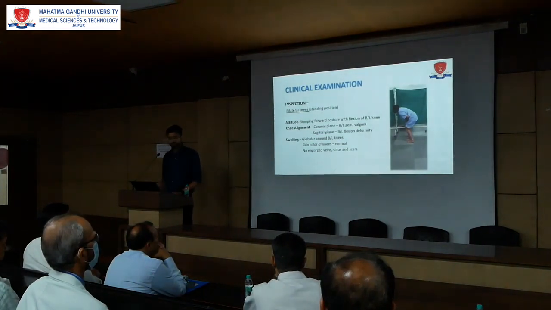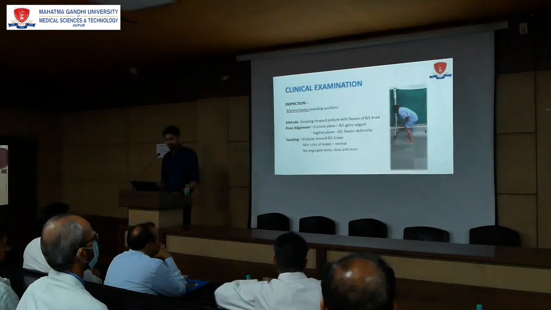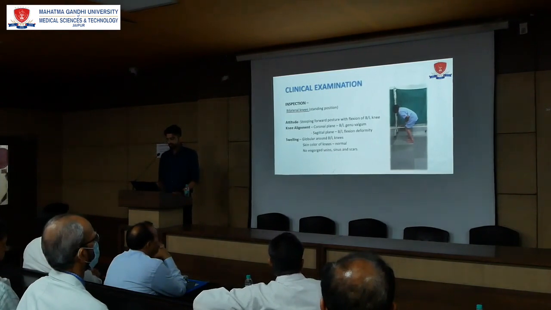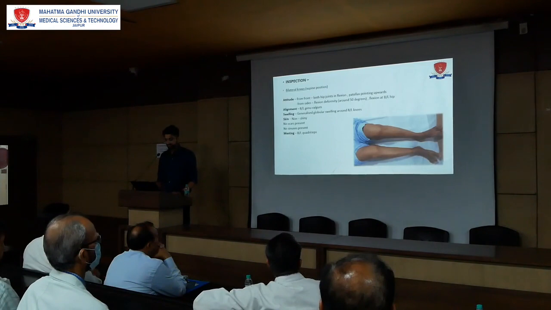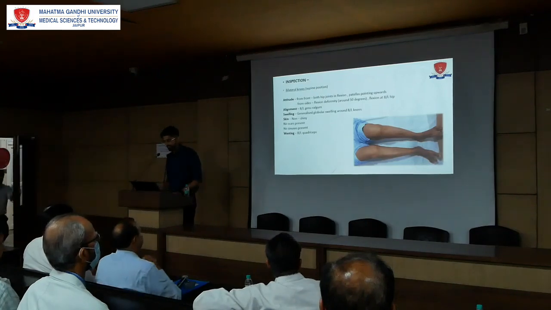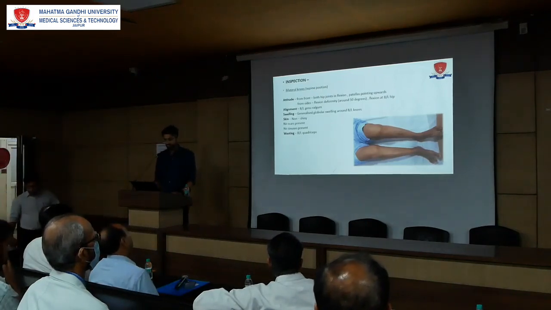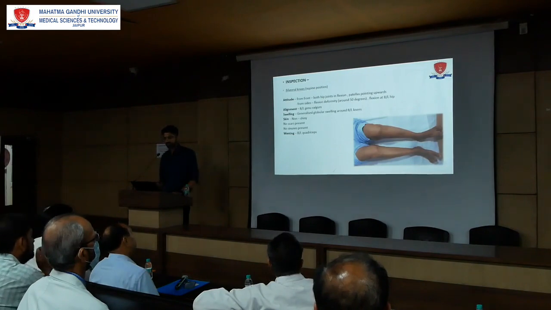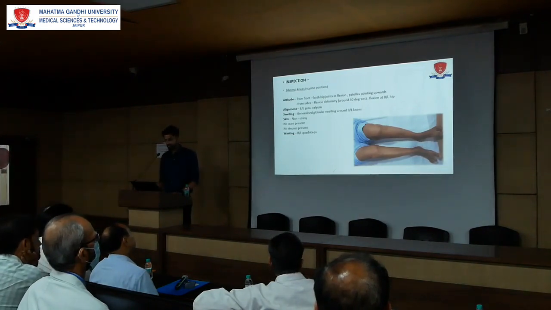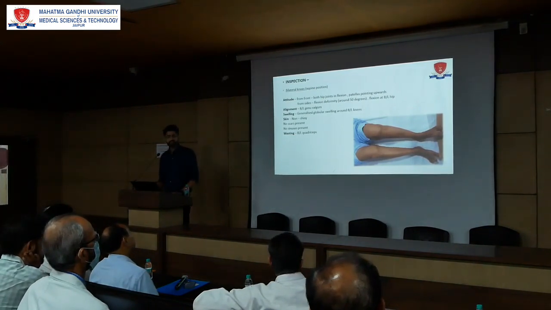The swelling is globular around bilateral knees. The skin color of the knees is normal with no engorged veins, sinuses and scars. In the supine position, the attitude from the front, we have both hip joints in flexion and the patellas pointing upwards. From the sides, we have a flexion deformity of around 50 degrees in both the knees and flexion at bilateral hip joints. Alignment is of bilateral genu valgum. Swelling is generalized globular. The skin is non-shiny, no scars or sinuses present, and we can appreciate bilateral quadriceps wasting.